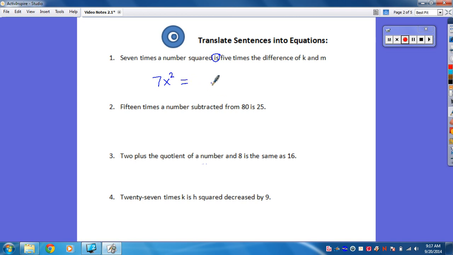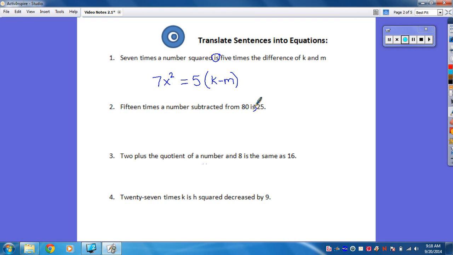And on the right side, we have 5 times the difference of k and m. Okay, so I'm going to have 5 times something, and the difference of k and m, I know from chapter 1 that difference means subtraction. Okay, and then if we're going to multiply 5 times this difference, I need to put parentheses here to show that I'm going to multiply 5 times the answer that I get after doing the subtraction, not just 5 times k.